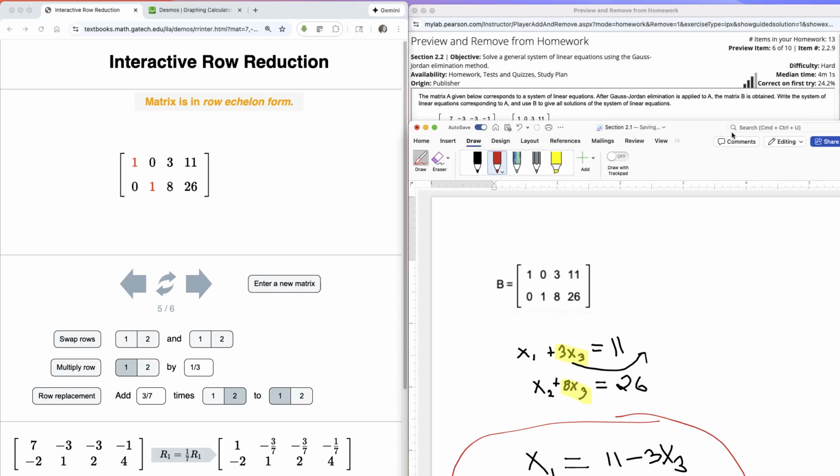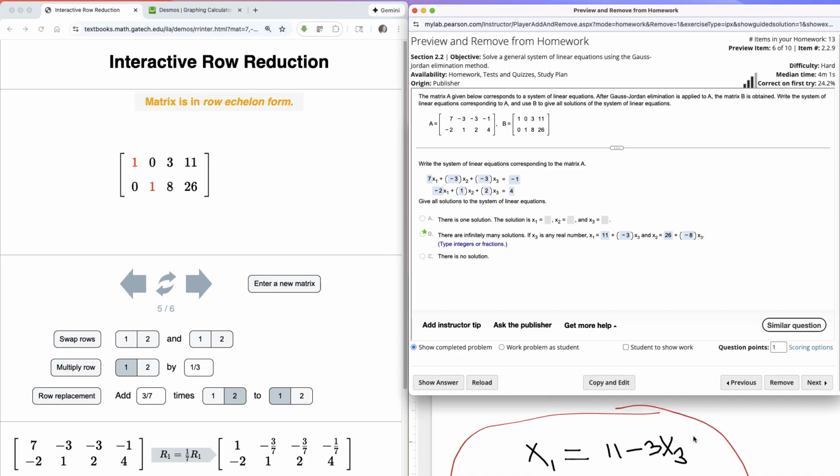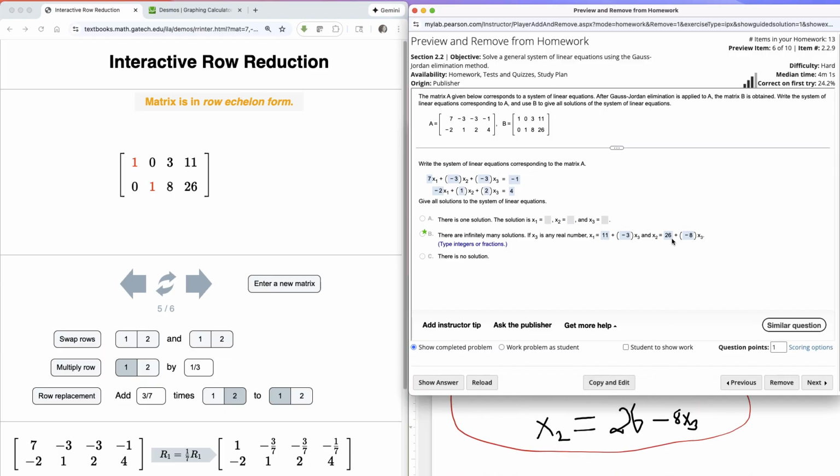So we go back to the solution. There are infinitely many solutions. x3 is any real number. So x1 was 11 minus 3x3, and x2 was 26 plus the negative 8x3, right? So that's it.